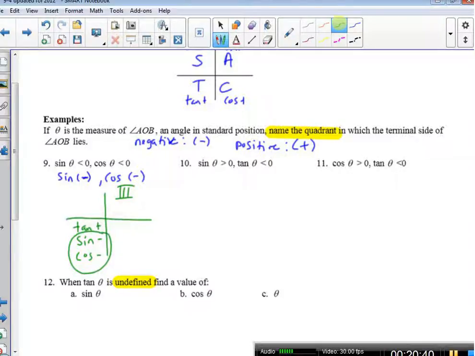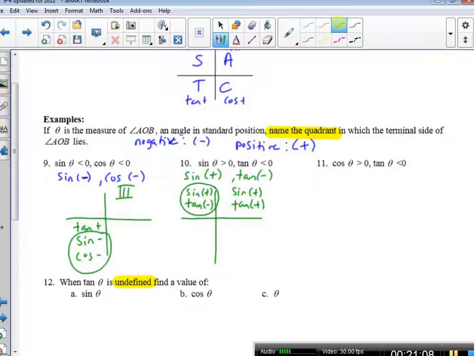Number 10, sine is positive because it's greater than 0. Tan is less than 0 means that tan is negative. So I'm looking for where sine's positive. Well, sine is positive in quadrant 2 and quadrant 1. But tan is also positive in quadrant 1, and tan is negative in quadrant 2. So it's got to be quadrant 2.